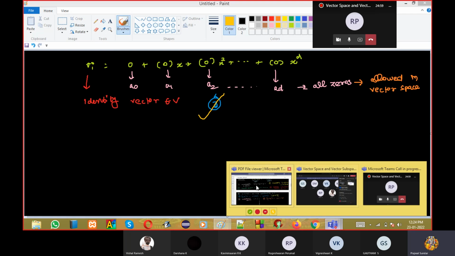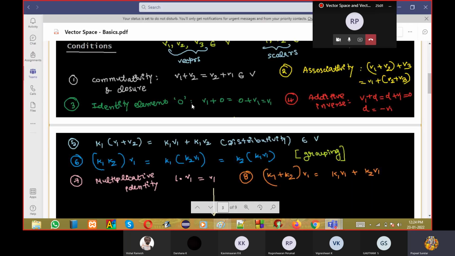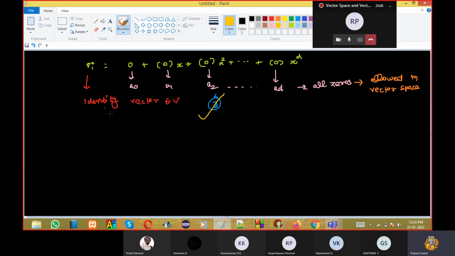You observe this. Condition 3 is that the identity element 0 should be part of the vector space. So I have proved that the identity vector is a part of the vector space. Anyone has doubt, you can stop me and ask. So I'll proceed to the fourth condition.